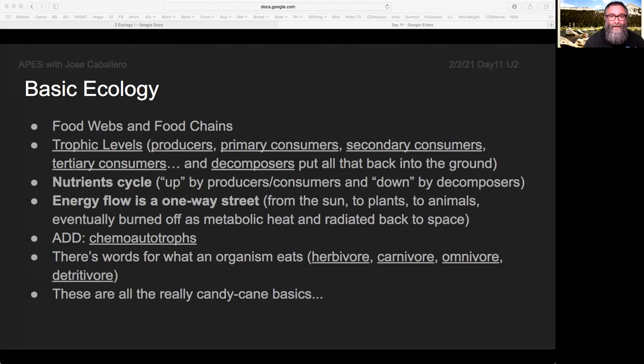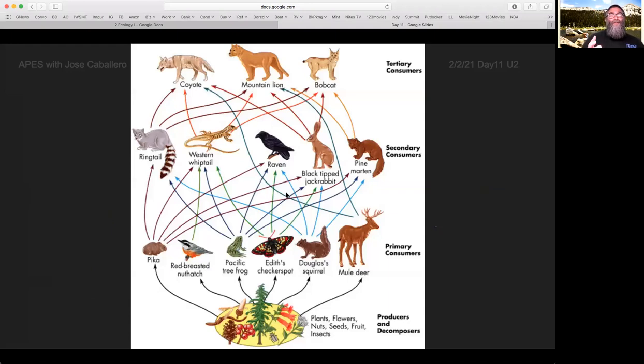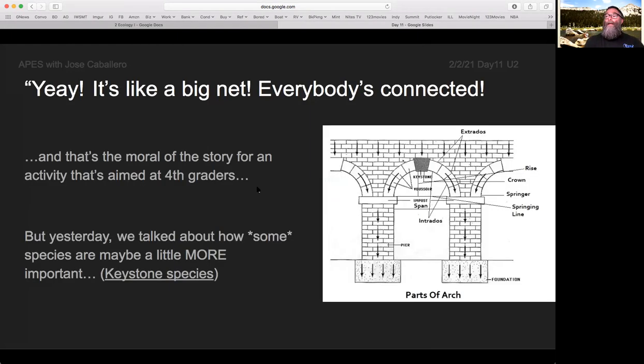You might remember an activity like this from your earlier science classes when you were a kid. You might have drawn your own food web. And basically what you're supposed to get from this is how many species depend on each other, how they're all tied together, how the bugs are important because that's what the mice will eat, and how the mice are important because that's what the snakes will eat, and how there's all these interesting connections between the coyote and the deer and the flowers. And if there's no more flowers, there's no more deer for the coyote. Yay, it's a big net.